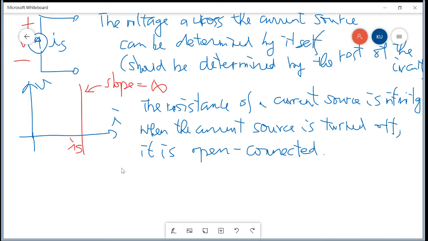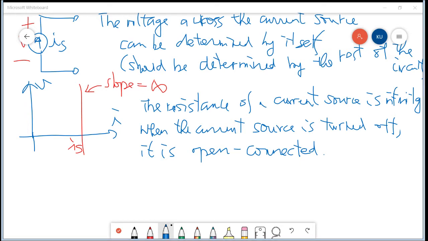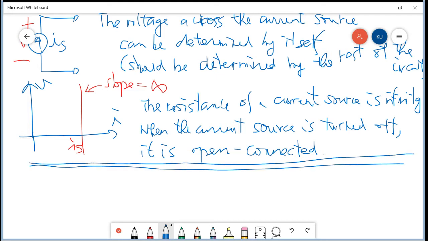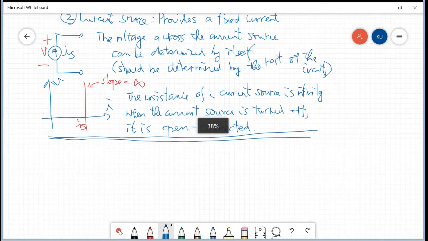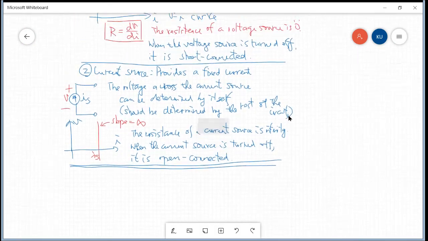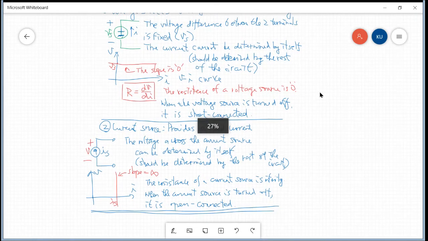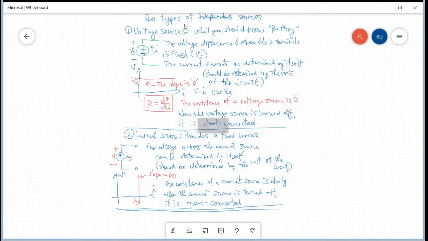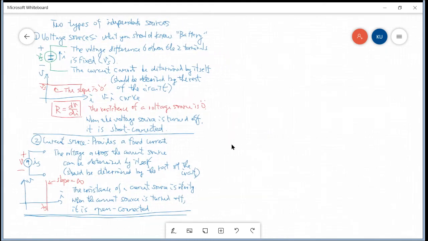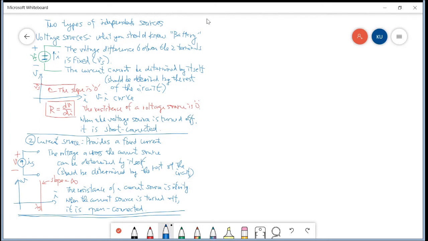Okay, so after we know the two types of source, one is known as the voltage source, and another one is known as the current source, we can go into some examples about the resistive circuit.